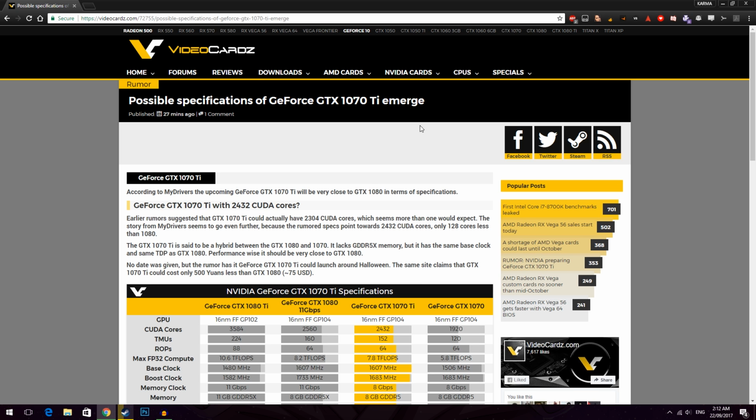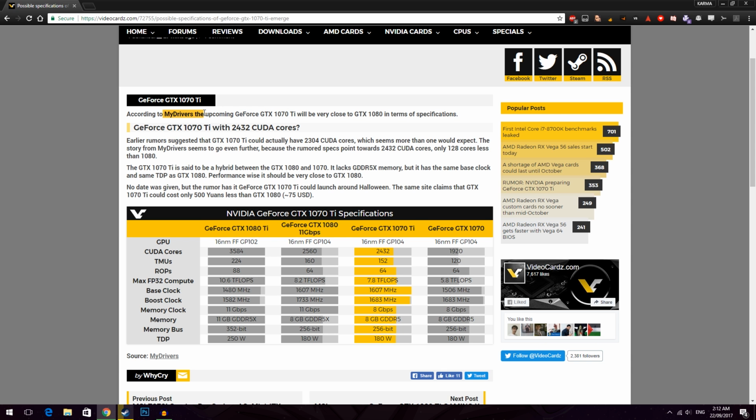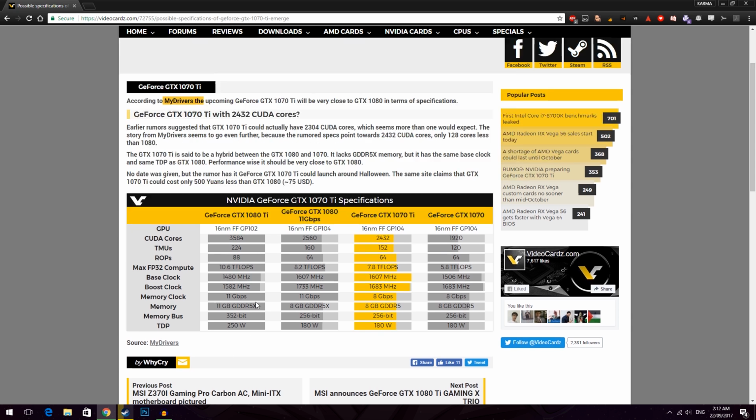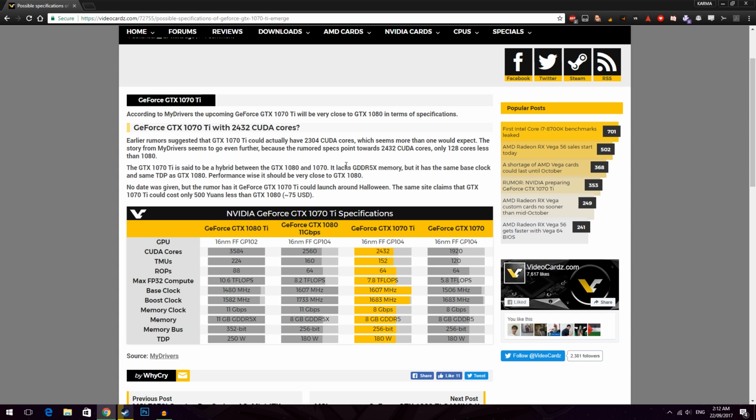The difference is the memory clock. You're using normal 8GB GDDR5 versus the 11 gigabits per second, 8GB of GDDR5X on the 1080. So that's the big disadvantage that this chip has. They have the exact same TDP, all three of these chips. Even the 1070 has the same TDP.